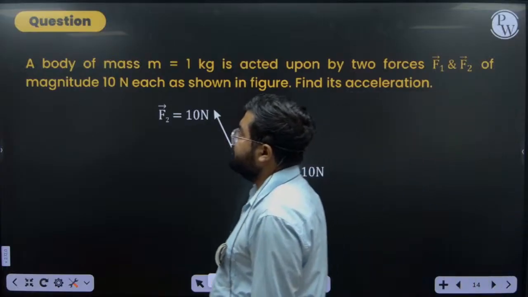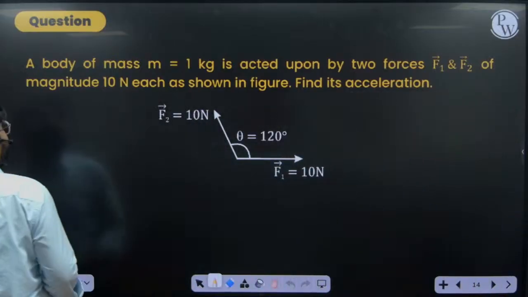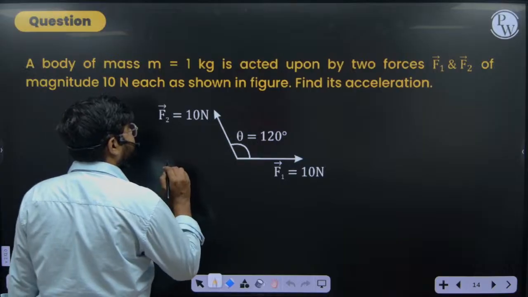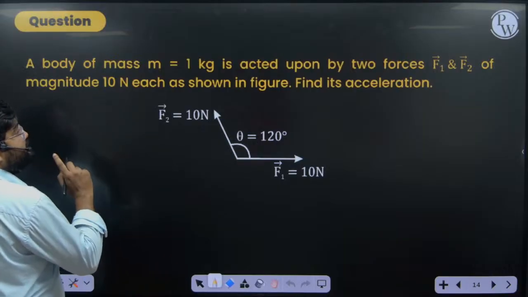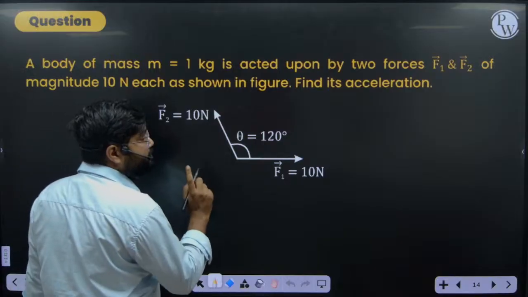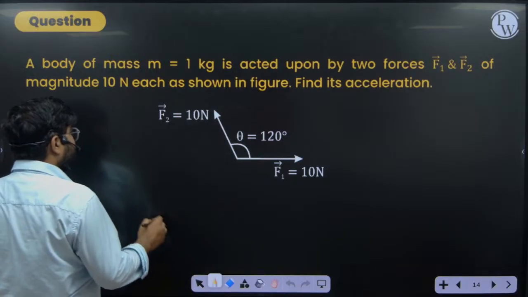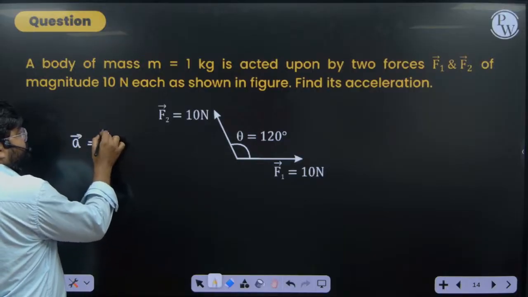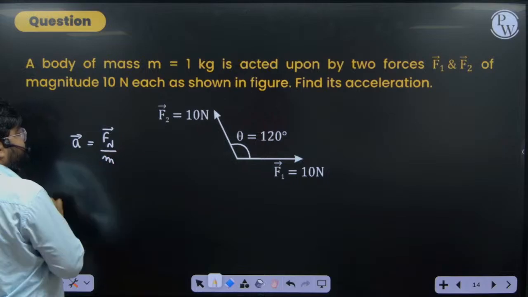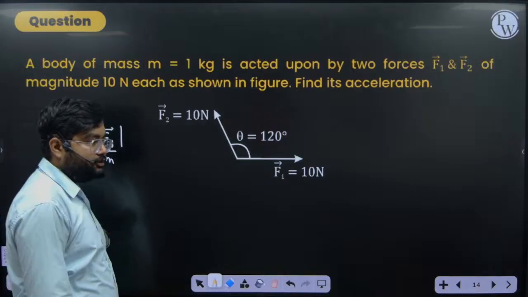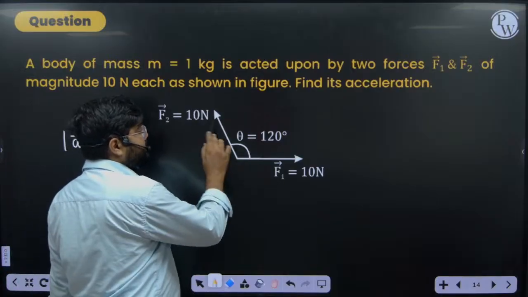Let us try to do this question. Here they are saying that we have a body of mass 1 kg. It is acted upon by two forces. Both forces have 10 magnitude. We have to find its acceleration. We know acceleration is net force by mass. And if we talk about magnitude, we will just take the magnitude of net force. We need to find the net force here.